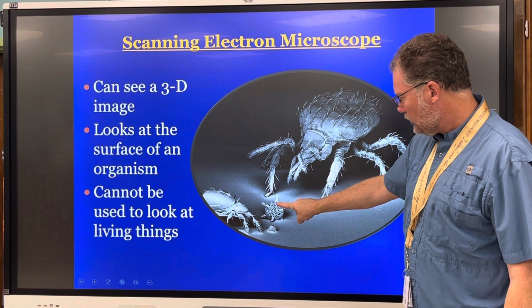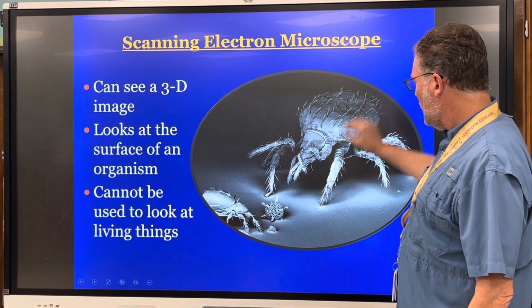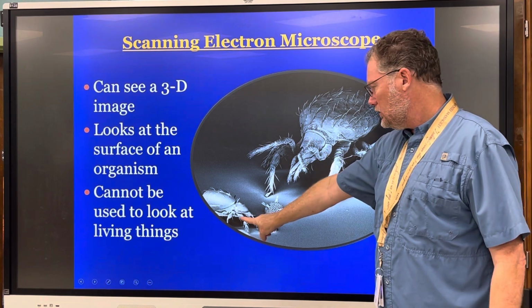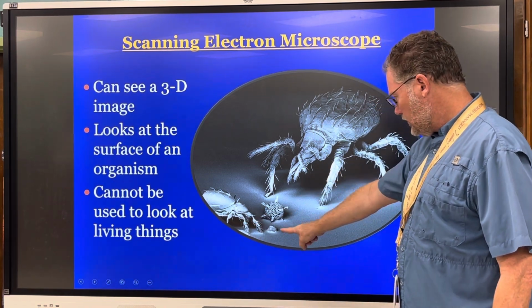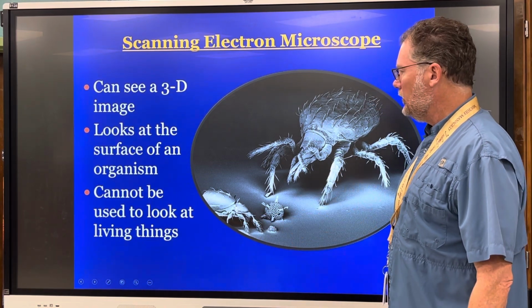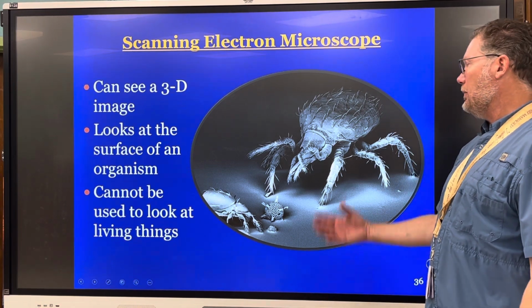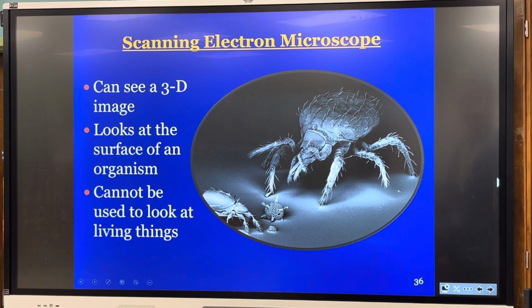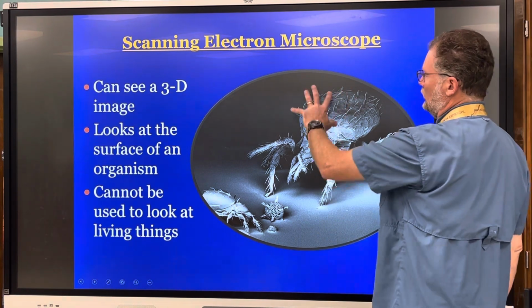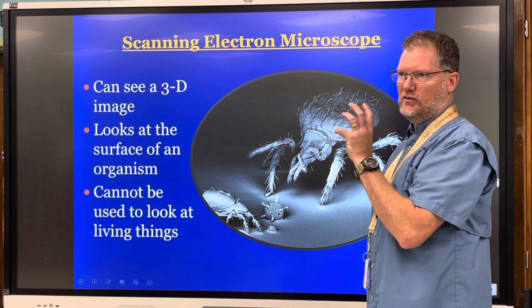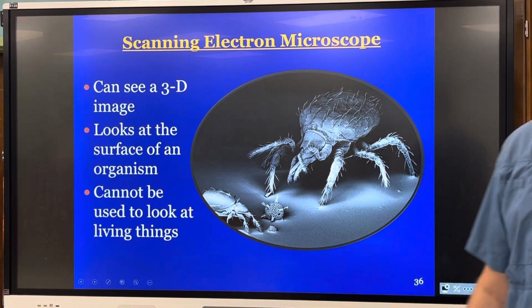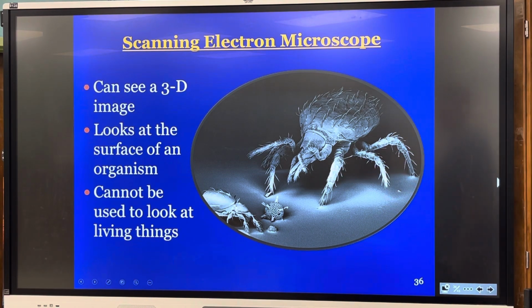So here's like a piece of pollen. Here is a flea, a mite. I'm not sure what that is. Maybe another piece of pollen. And again, they cannot be used to look at living things. It creates 3D images, scanning electron. So it's bouncing electrons off the surfaces and making a digital representation, a picture of that. That's what it does. Scans the surface.